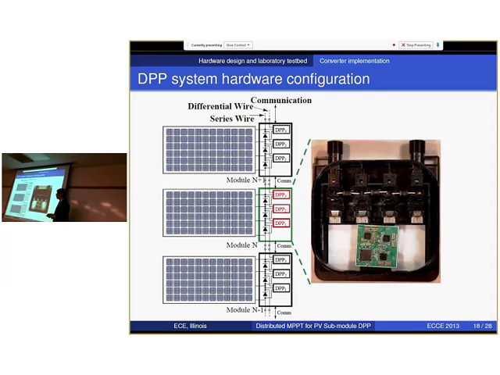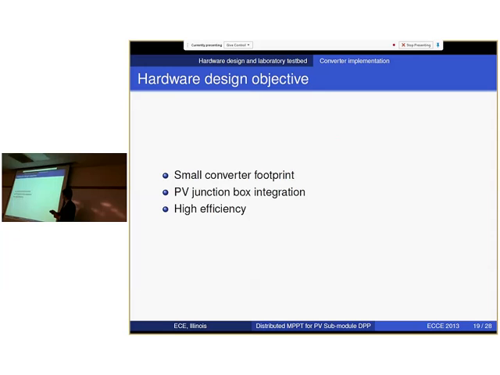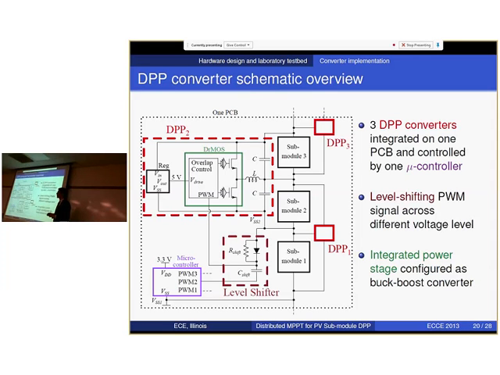So to do that, we noticed that these 3 DPP converters are physically very close to each other, and they can be integrated on one printed circuit board and controlled by one microcontroller. So that's exactly what we're doing here. Here is a high-level schematic of our hardware prototype. We can see that on one printed circuit board, we have one microcontroller controlling 3 DPP converters.